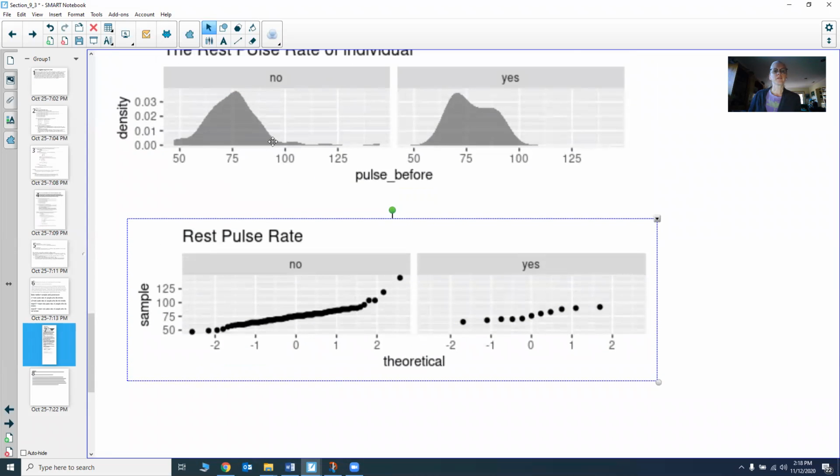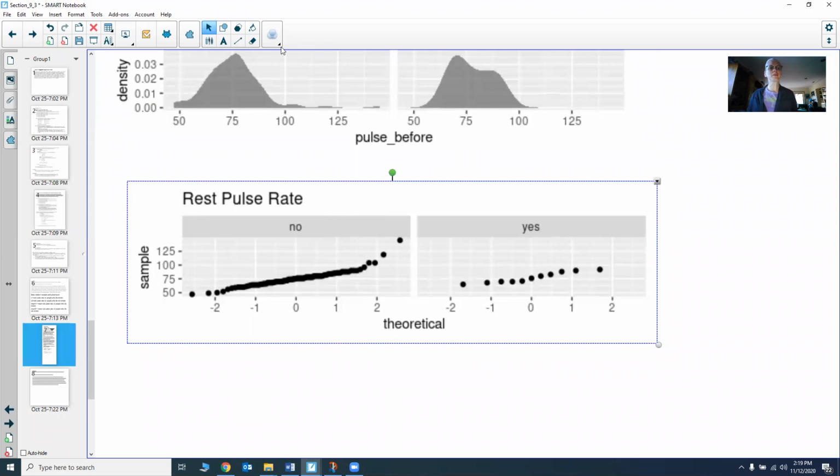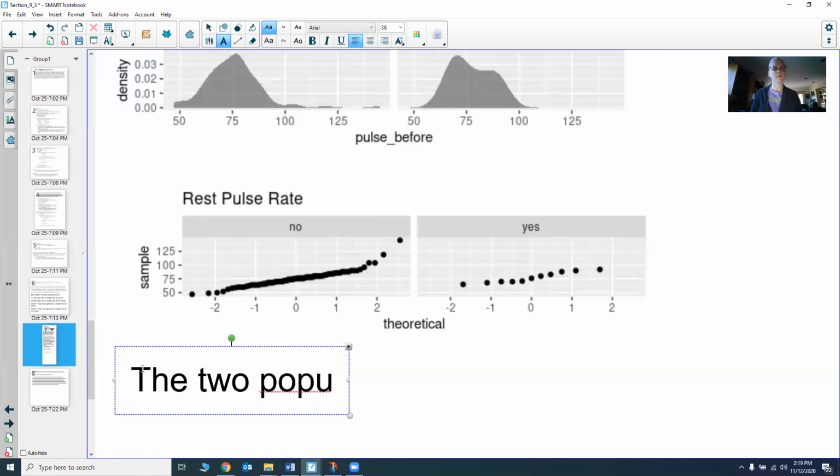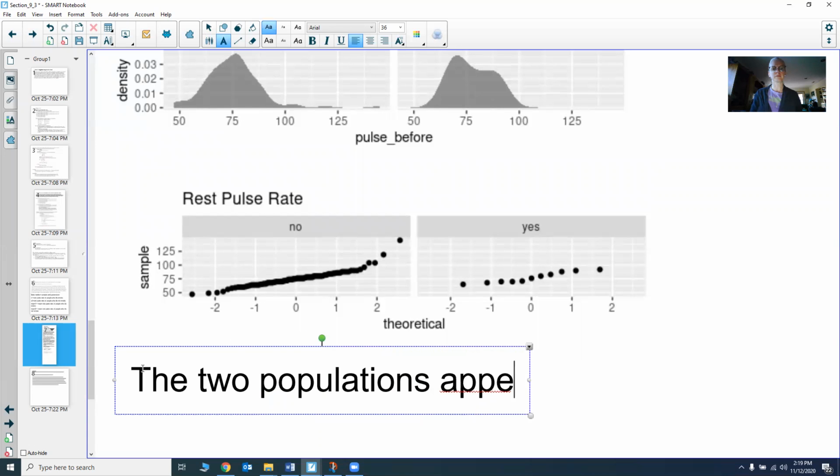And again, both of the density plots look fairly bell-shaped. The yes one's a little off of that, a little skewed. But then when I look at the normal quantile plot, the pulse rate for the no's is not as linear as I'd like, but the yeses look very linear. So using those two pieces together, again, we usually look at both of those together. We can now say the two populations appear to be from a normal distribution.